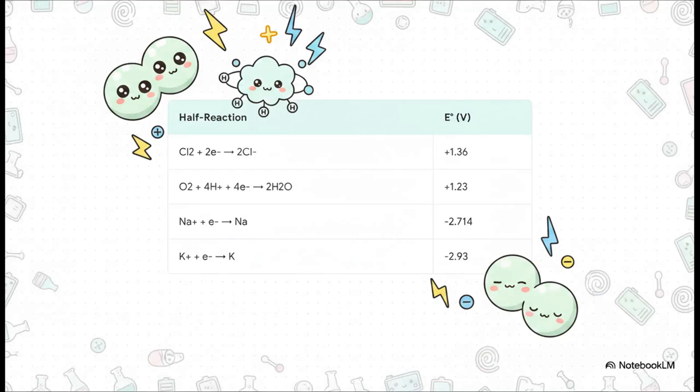When you're looking at a standard reduction potential table, it's essentially a cheat sheet for how your chemicals want to behave. The substances up at the top left, like chlorine gas and oxygen, they have highly positive voltages. That means they are extremely likely to be reduced, making them excellent oxidizing agents. Meanwhile, the ones way down at the bottom, like your sodium and potassium ions, have very negative voltages. They absolutely hate being reduced. Therefore, they're the most likely to be oxidized.